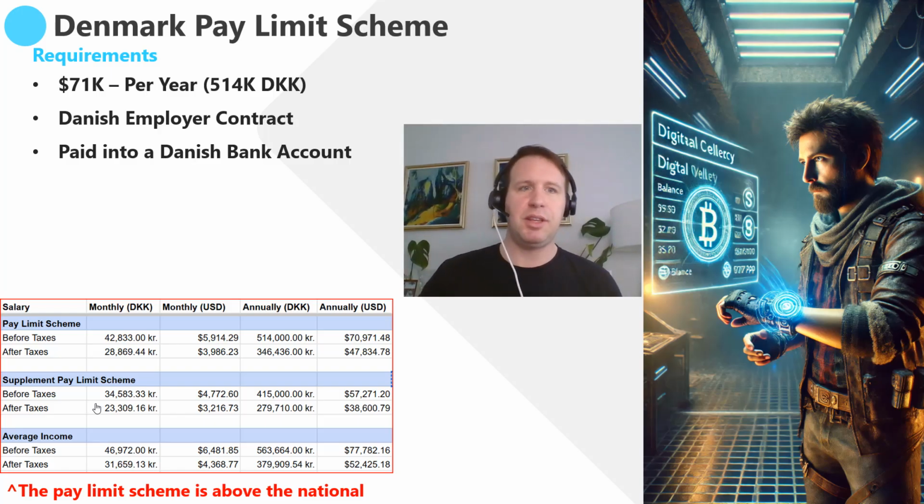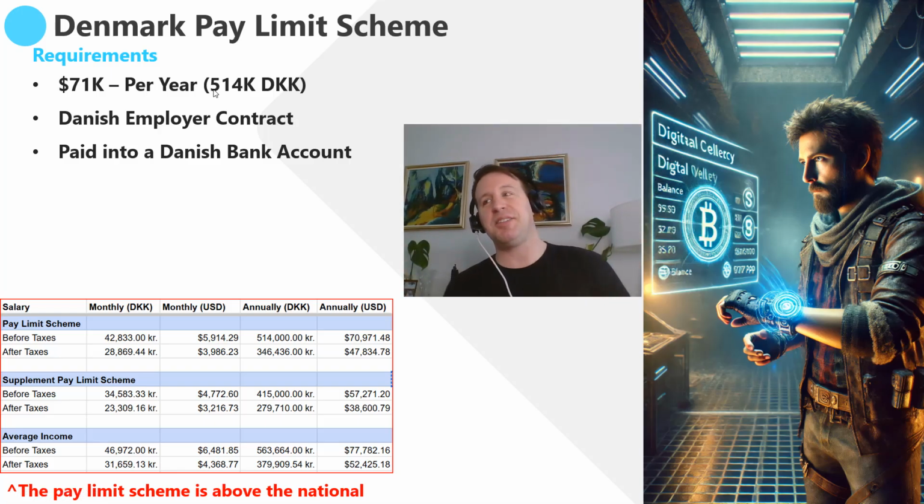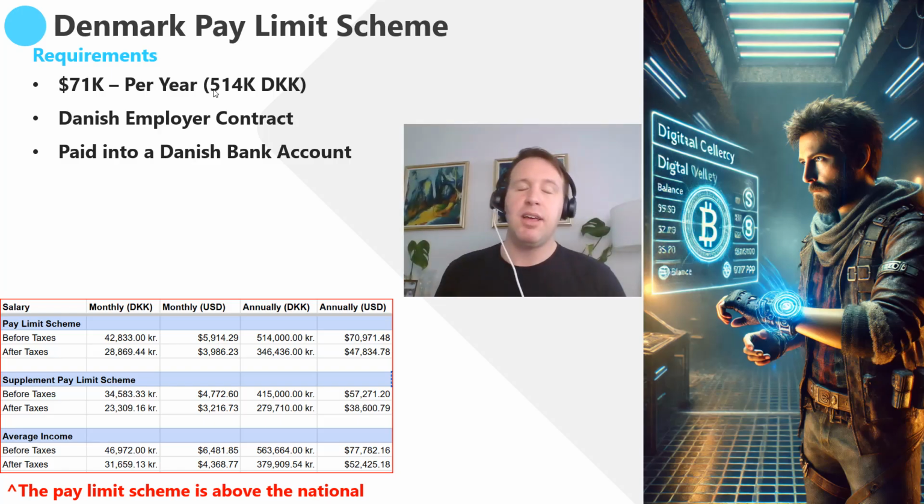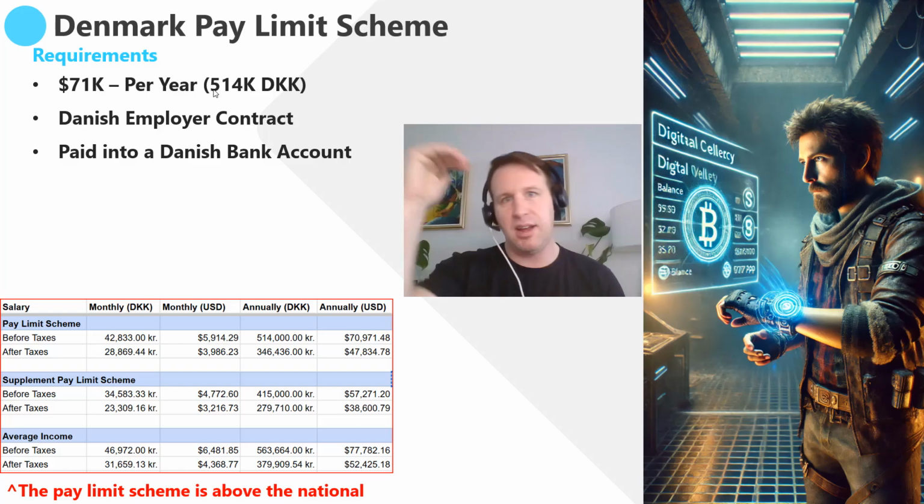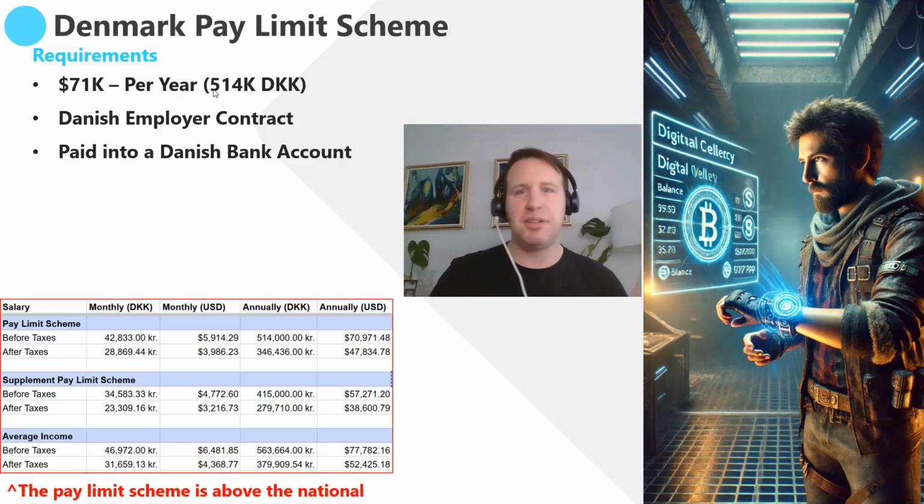Just so you know, $71,000 or the equivalent of 514,000 Danish kroner before taxes is above the national average. So if you are in a career field that doesn't pay extremely well, then bear in mind that you may struggle to reach the minimum amount so that you are eligible for this particular visa. I hope that makes sense. I don't feel like I did a great job explaining.